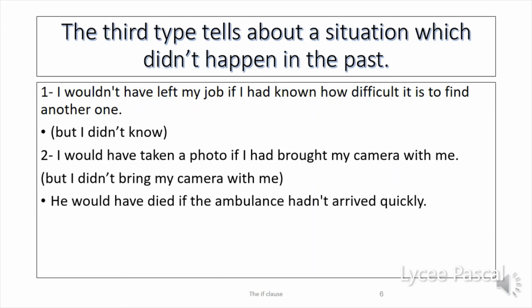Now, he would have died if the ambulance hadn't arrived quickly. Hadn't arrived is negative in the conditional form: past perfect, negative. The true situation that happened in the past: the ambulance arrived. This is the simple past tense. We are putting a condition about something that didn't happen in the past. It is the opposite of what happened in the past. The ambulance arrived, so we put the condition: if the ambulance hadn't arrived, one tense back to show a condition about the past.